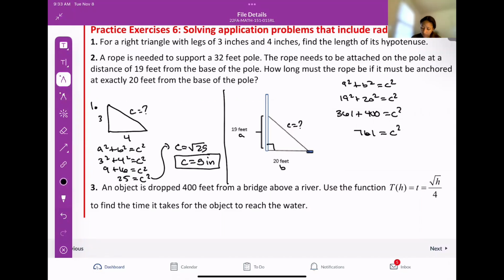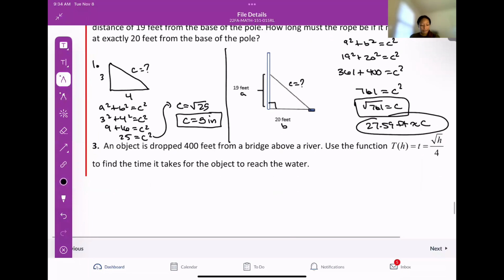761 equals c squared. And if we take the square root of both sides, c is equal to the square root of 761. That is going to be a decimal, obviously. We're not told what to round to, so we can just leave it here in radical form, or approximately 27.59, and that would be in feet. That's what C is approximately equal to.